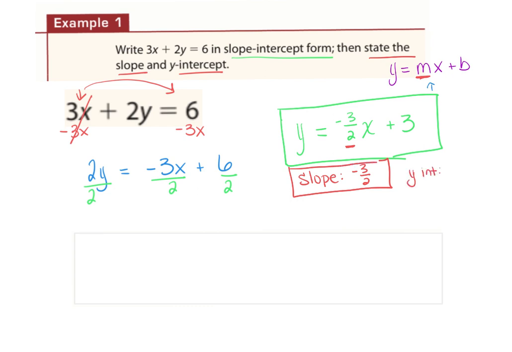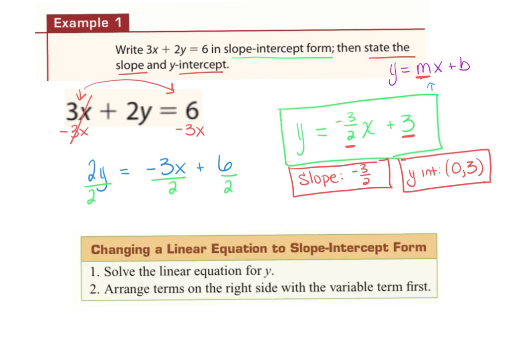My y-intercept is a point. It's always going to have an x value of 0, and the y value of my slope-intercept is going to be right there, positive 3. And so my y-intercept is (0, 3). All right? So move everything out of the way. It says changing a linear equation to slope-intercept form. Solve for y. You're going to move anything that doesn't have a y over, and then you're going to divide by anything that is in front of the y.